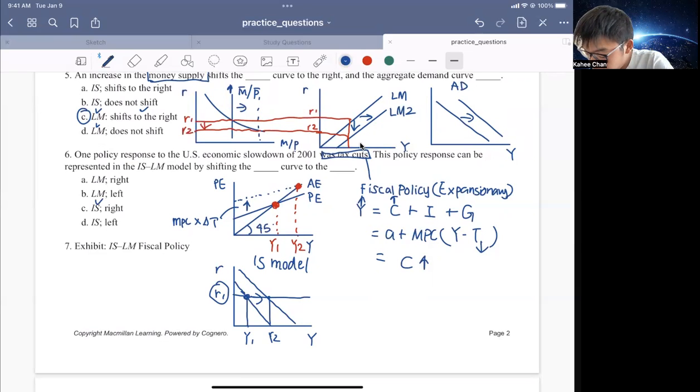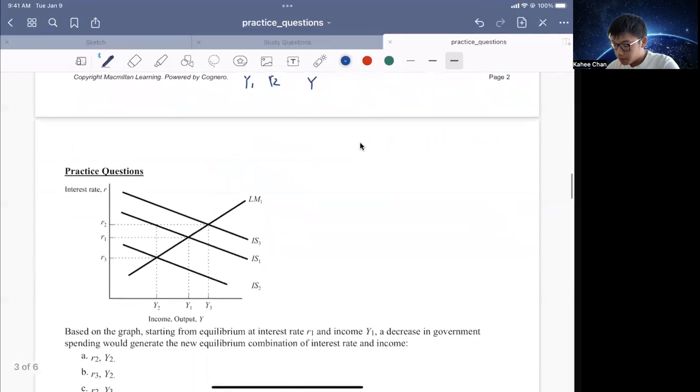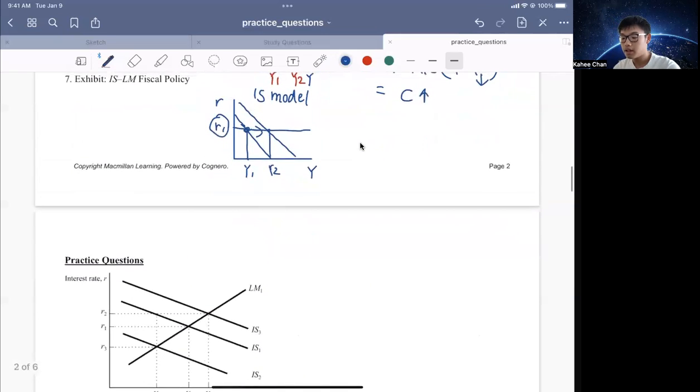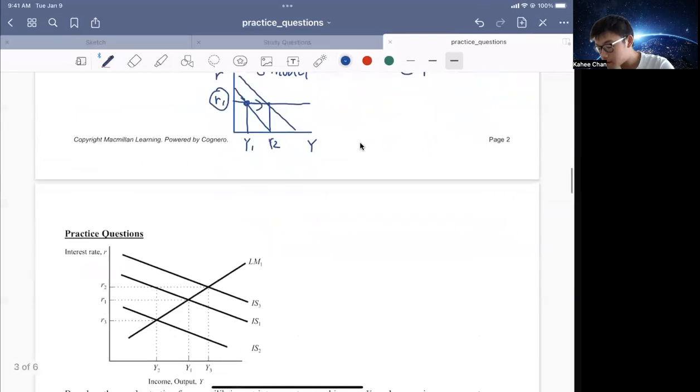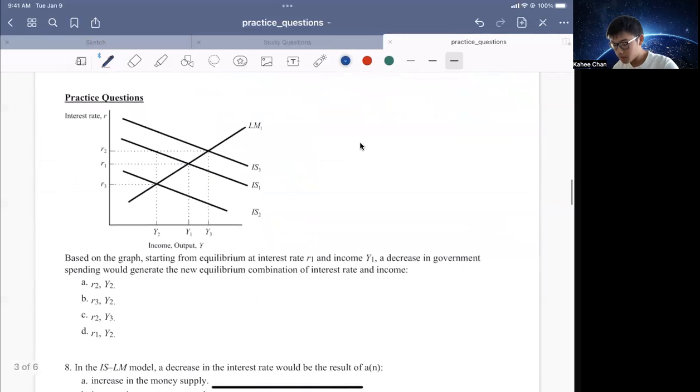So we can see that if there is a tax cut, there's a shift of the IS curve to the right. The answer is C. Move on. Activate IS-LM fiscal policy. We're going to number 7 right now.